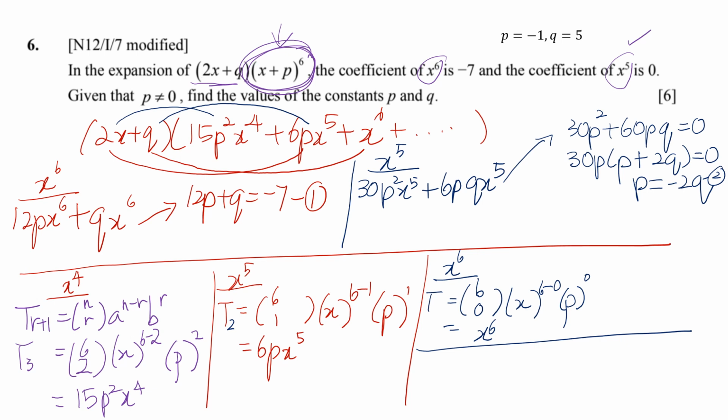Okay, so we're going to substitute 2 into 1. And we would get 12 times p, which is negative 2q, plus q equals negative 7. That will give us negative 24q plus q, negative 23q equals negative 7. I think there's something wrong with it. Okay, wait, I found my mistake.